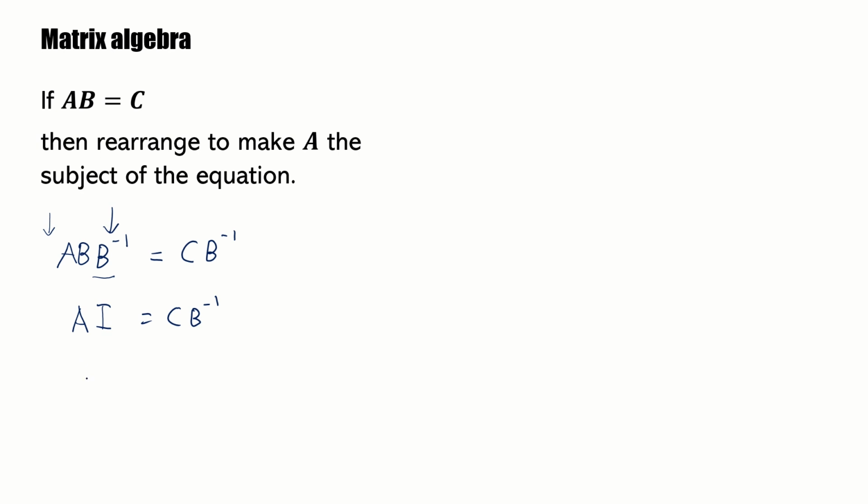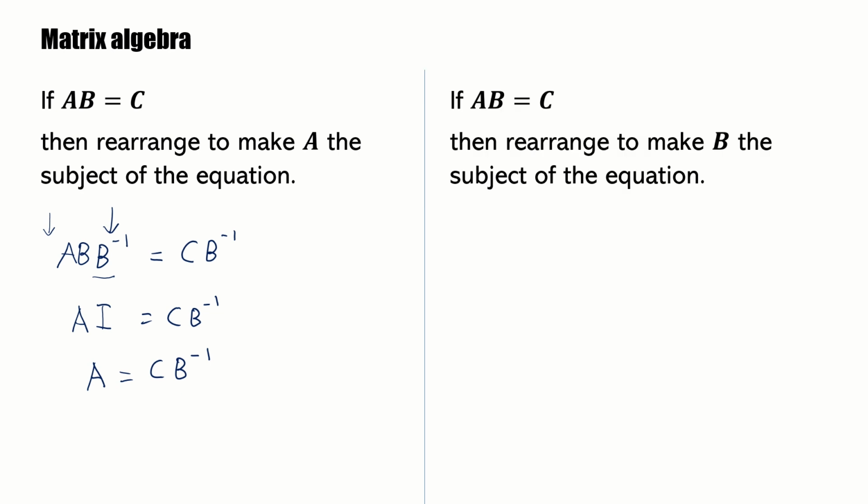And of course then anything multiplied by the identity matrix is itself, so therefore we have now found the equation in a format that's rearranged to make A the subject of it. Okay, but then what happens if instead we were asked to make B the subject of the equation?